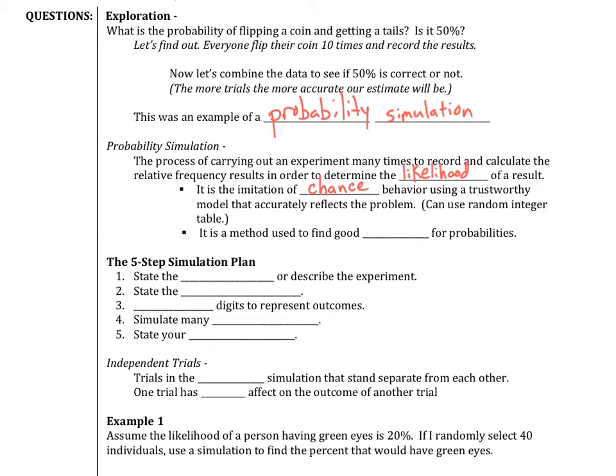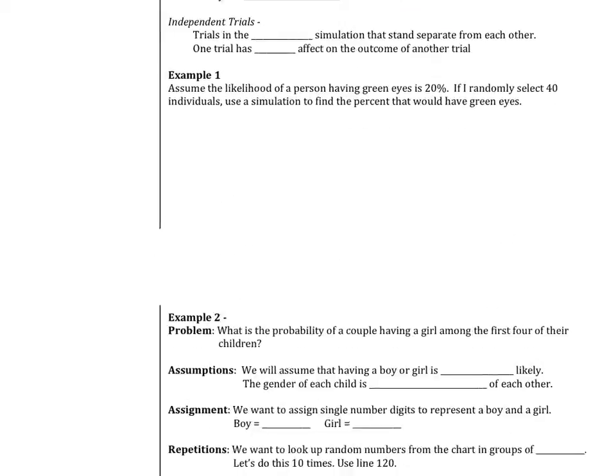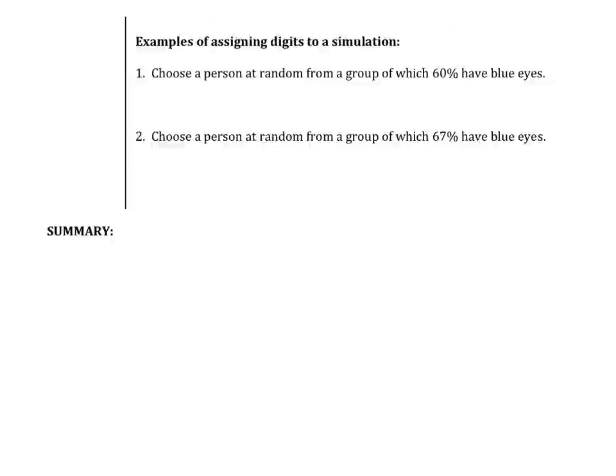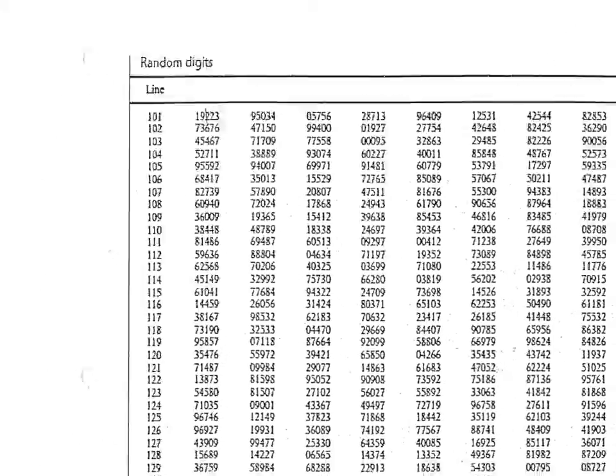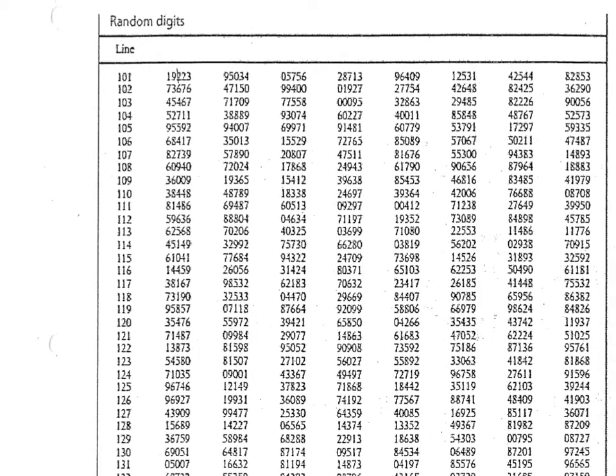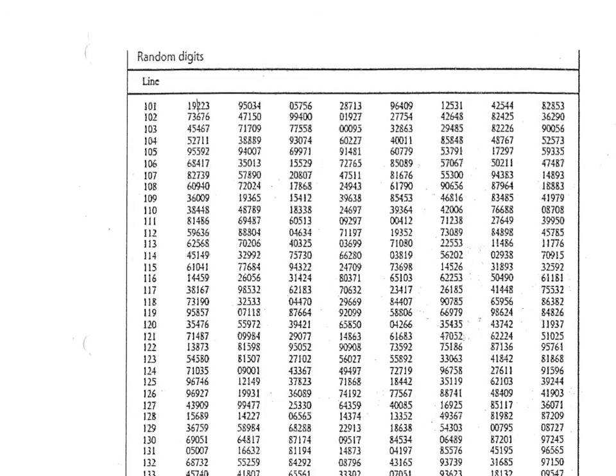You can use a random integer table. So we actually are going to use the random integer table. If you have it, you can take it out. The random integer table looks like this. So if you have this, take it out. If not, it is on Canvas. You can find it. Click on it, download it, print it if you can. You will use this a little bit this chapter.